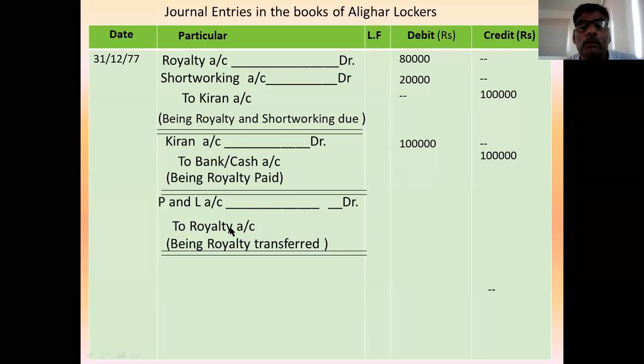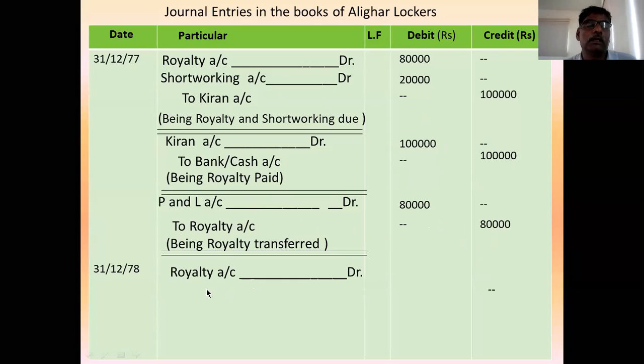P&L account debtor to royalty. You write royalty. Royalty is 80,000. 80,000 debit, 80,000 credit. This is the first year entry. Like this, you pass the entry. Then second year, you see the second year.